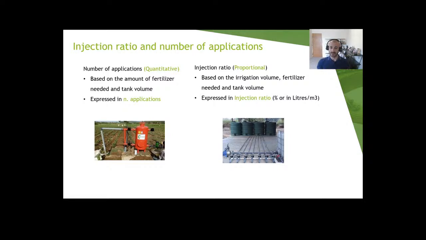On the other hand, the quantitative approach is based on the number of applications. You know the amount of fertilizer, you know the volume of your pressure tank, and you simply divide the fertilizer by the tank volume to get the number of applications. To make it simple, if you have to apply 100 kilograms of fertilizer and you have a 100 liter tank, you just do 100 divided by 100, and you have one application. So in one application, you can apply the whole fertilizer needed by the crop, according to the calculations.